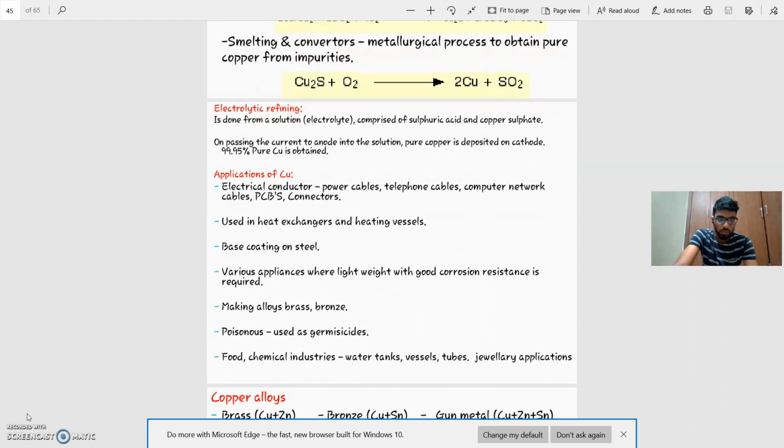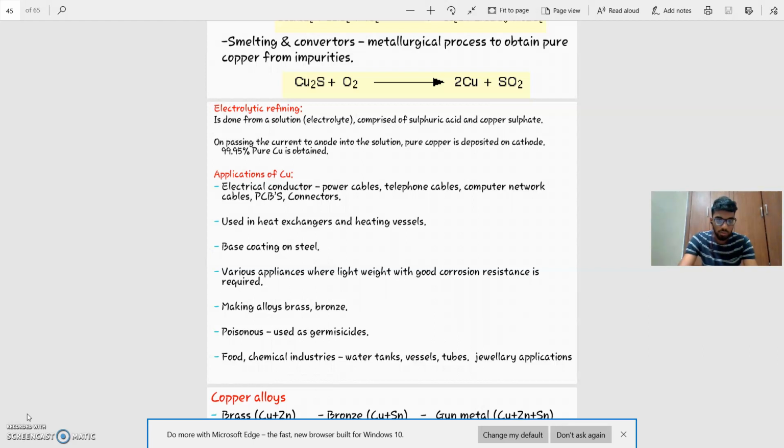Applications of copper. There are some applications of copper. They are used in electrical conductors, power cables, telephone cables, computer network cables, PCBs, connectors. They are also used in heat exchangers and heating vessels, as they have high thermal conductivity.